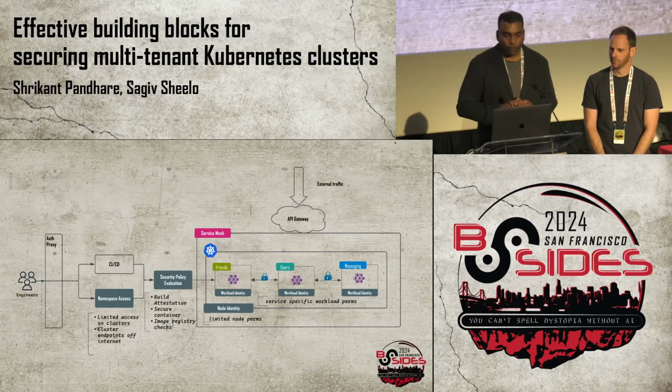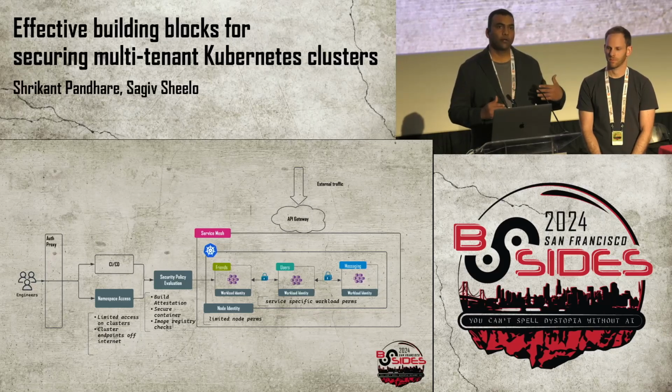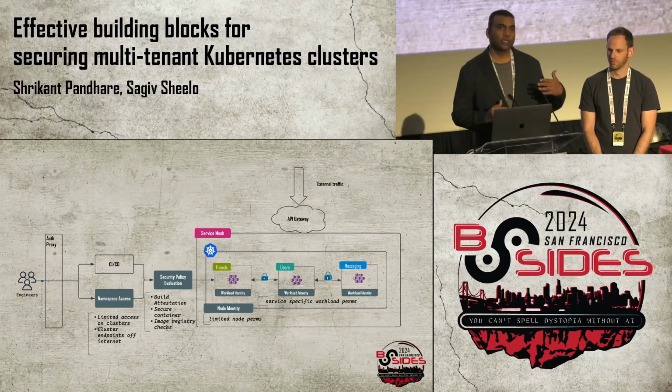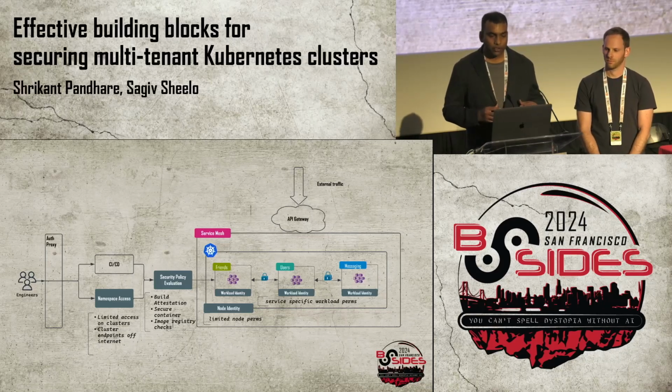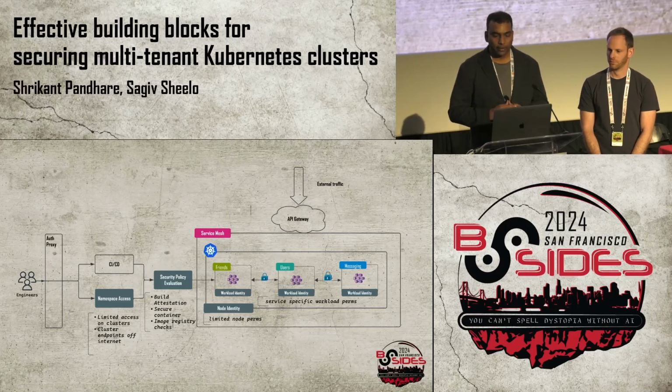And before each of these deployments reaches production, it has to pass through a set of security policies. These security policies are enforced by our admission controller. If any of these policies fail, the deployment is failed and it doesn't go to production. Some of the policies are like the controls that we discussed earlier.